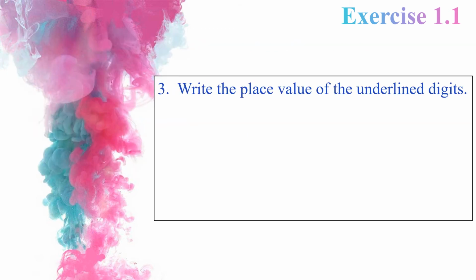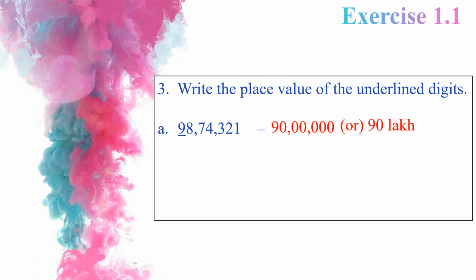Question number 3. Write the place value of the underlined digits. A. 98 lakh 74,321. In this question, the underlined digit is 9, which is in the place of 10 lakh. Therefore, to get the place value, we need to multiply the number and where it is placed. The number is 9 and it is placed in 10 lakh. Therefore, 9 into 10 lakh, which is equal to 90 lakh.